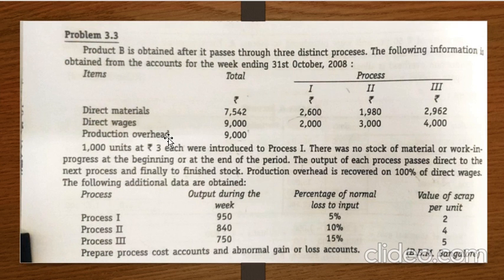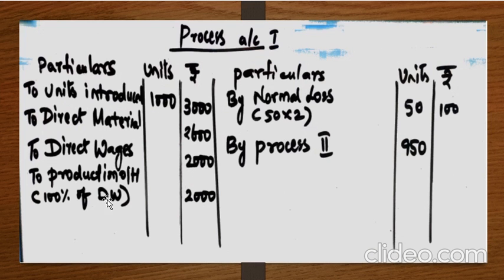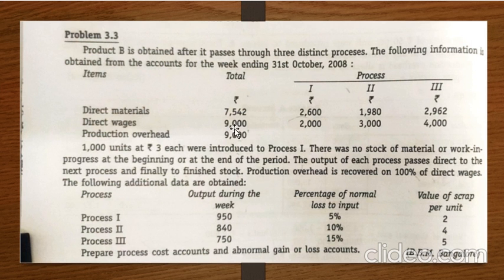Then as per your production overhead, the total is given, but for process 1 it is not stated. But the adjustment states production overhead is recovered on 100% of direct wages. So how much is your direct wages for process 1? Your direct wages is 2000. So 2000 into 100% will give you 2000. Next, your debit items are over.